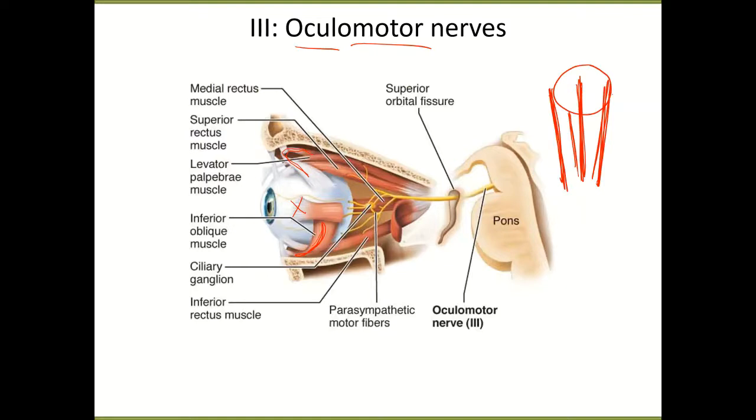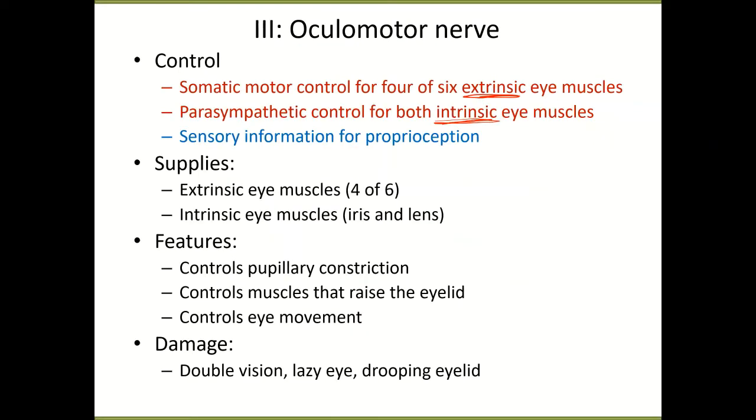However, you also have smooth muscle on the inside of your eye. The extrinsic muscles are skeletal. The intrinsic muscles are smooth muscle. And those intrinsic muscles control your pupil dilation and your pupil constriction, and they control the shape of your lens. So your oculomotor nerve controls 4 of those 6 extrinsic eye muscles. Remember, 2 on the side, medial and lateral, 1 on top, 1 on bottom, and then 2 angled, 6 total. Oculomotor controls 4 of them.